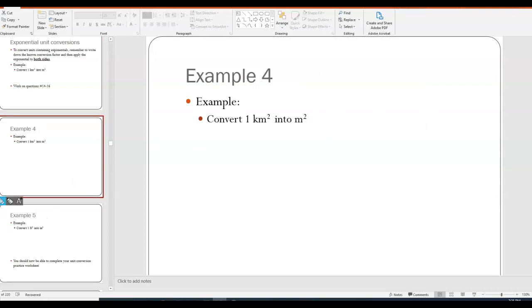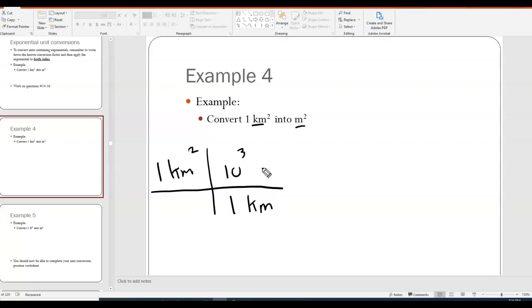Okay, example 1 says convert 1 kilometer squared. That's my given, so I'm going to go ahead and write that down. Into meters squared. So that's what I want to end up with. Now, I don't know kilometer squared to meter squared. I do happen to know a conversion factor, and I know that 1 kilometer is 10 to the power 3 meters. This is a conversion factor. This is a true statement. 1 kilometer, because kilo is 10 to the 3, so 1 kilometer is 10 to the 3 meters.